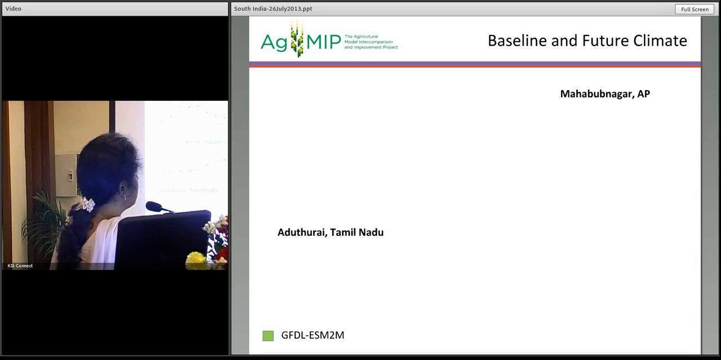So we could see that as far as Mehboob-Nagar is concerned, this is a southwest monsoon dependent place. The rainfall in the southwest monsoon is going to increase. This is the temperature. The temperature in the growing season is going to be elevated compared to the other seasons. So here we have to be very cautious, because when the temperature is increasing, whatever benefit is expected from the rainfall increase or carbon dioxide increase will get compensated by the temperature rise.